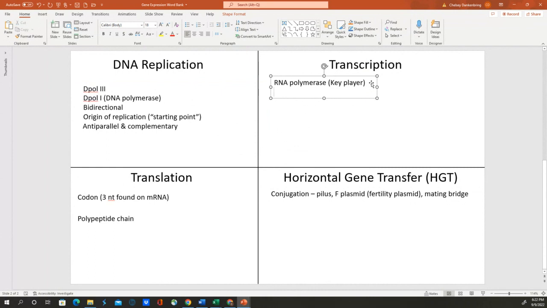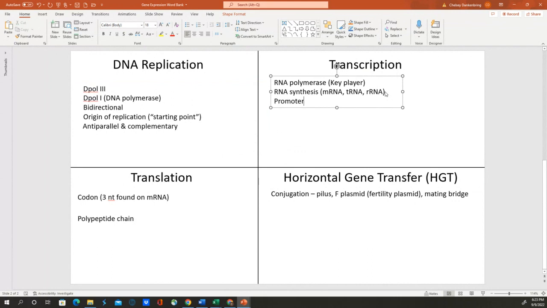We are making messenger RNA, but I'm going to take that one step further. We're making RNA in general. So we call this RNA synthesis. So remember, yes, you're absolutely right. We make messenger RNA, but the cell also makes tRNA and ribosomal RNA. All of them are made during transcription. When we move on to translation, we're mainly using the messenger RNA. Good.